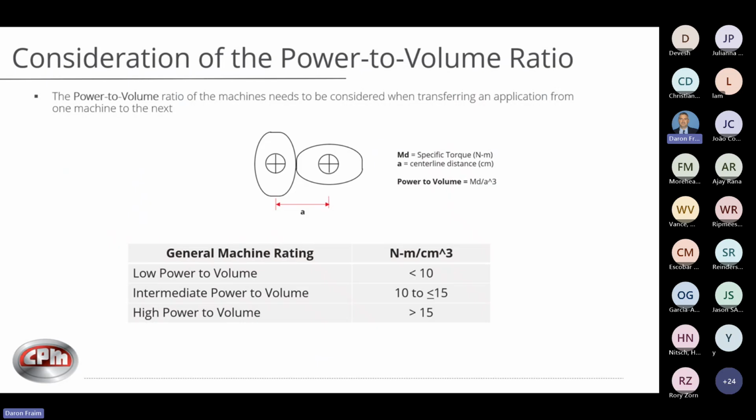So the power to volume ratio of the machines also needs to be taken into consideration here. And this is your specific torque divided by your center line distance cubed. Most OEMs provide different torque density, is another term we call it. A lot of times they'll have a lineup that could be a low power to volume, intermediate, and high torque is another way to say it. So usually less than 10 is your lower torque rating machines, 10 to 15 approximately is your intermediate, and usually above 15 is your high torque.